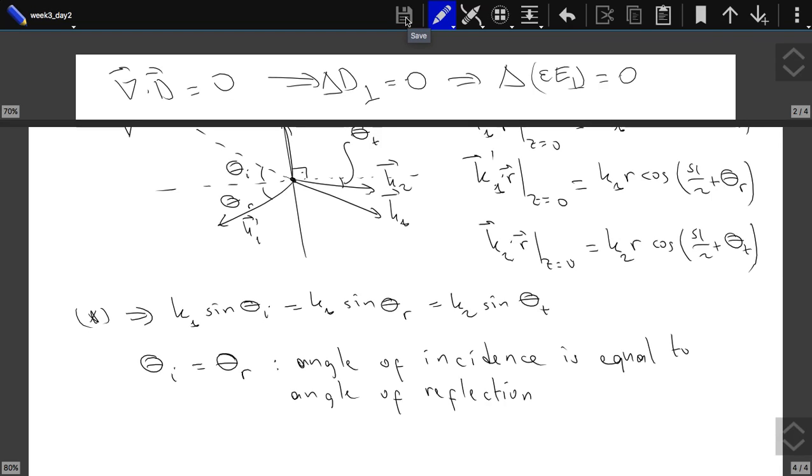So whatever angle the incident wave makes with the direction perpendicular to the surface, the reflected wave makes the same angle, but of course in the other direction. If this is my surface, this is my normal direction, this is the angle of incidence, and this is the angle of reflection. It just goes to the other side of the normal, but the magnitudes of those angles are the same.